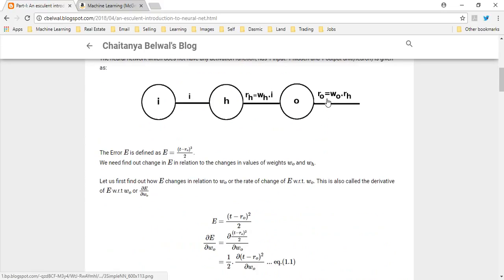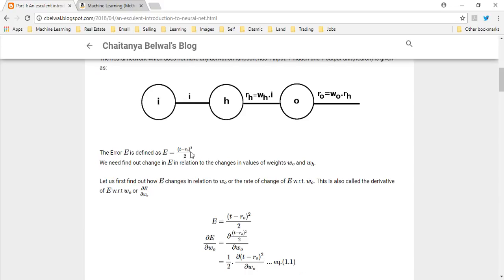So this output, represented by RO, determines the error that we have. Let's say we have one training example that we pass through the input layer. It goes through the hidden layer and gives an output. The error that we compute is given by this equation, where t is the actual value of that specific output. We will have training data, in this case one value, and this is what the expected value is. So if RO is different, the error is computed like this.